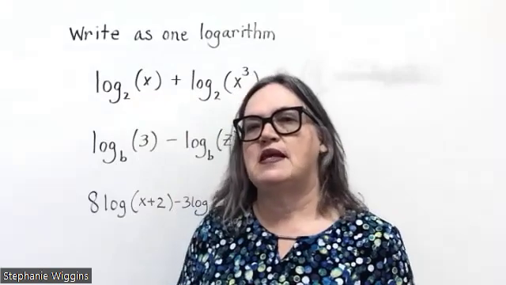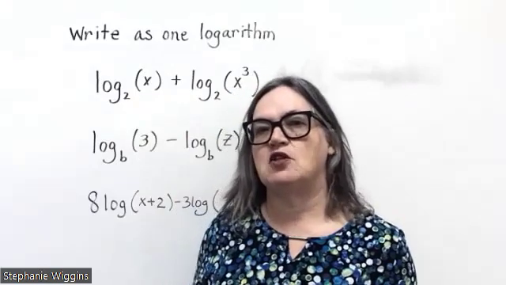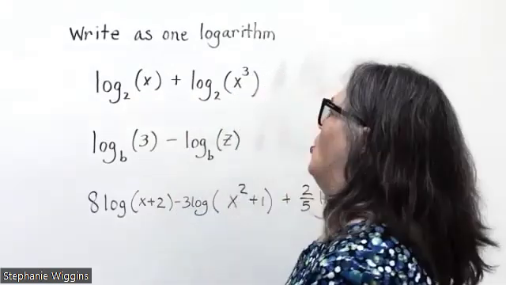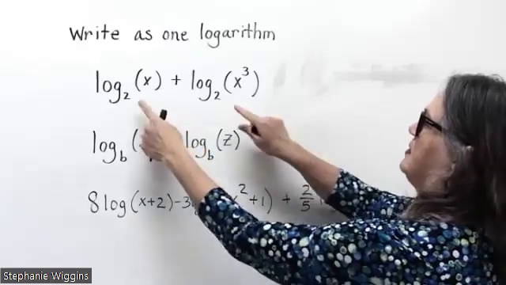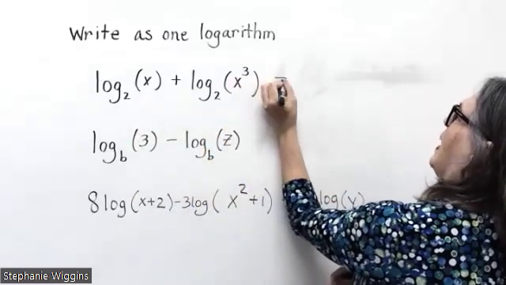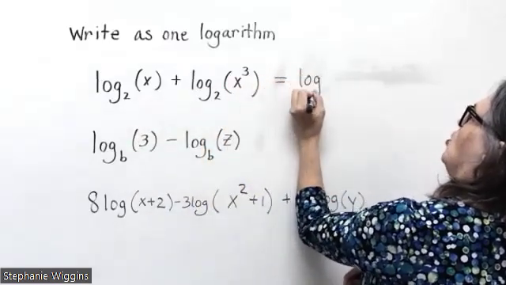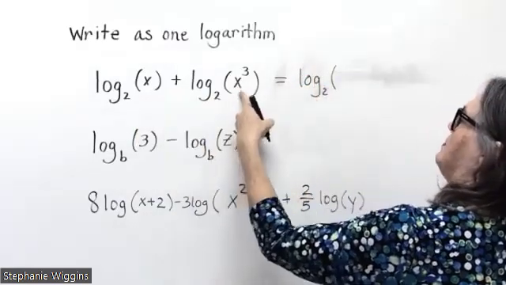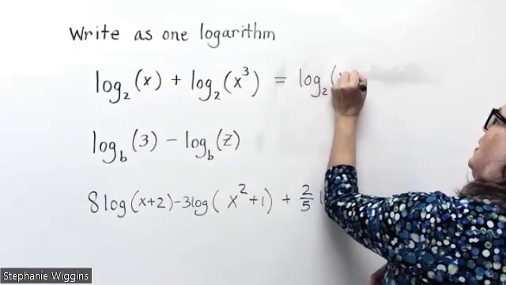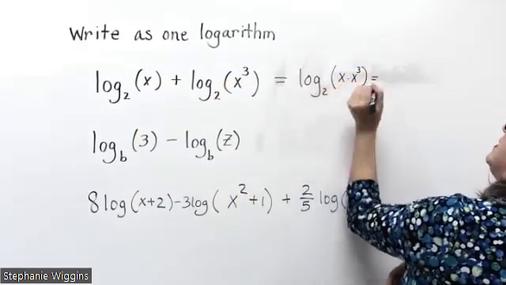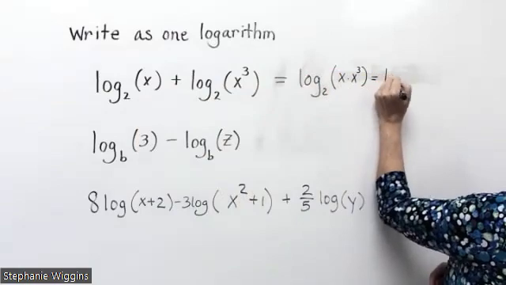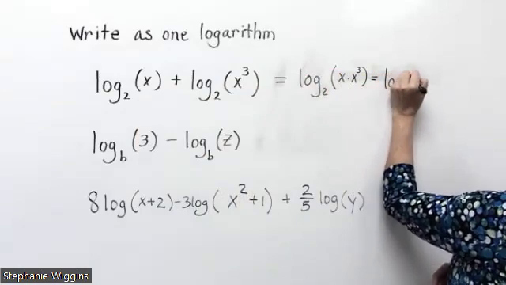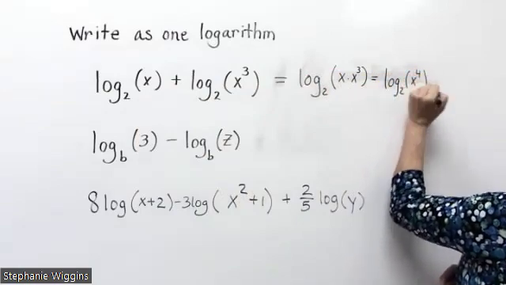And the rule is that the sum of the logs is the log of the product. So you're going to write this sum of logs as a single logarithm with base 2, and the product is x times x cubed. And we can simplify that as log base 2 of x to the 4th power.